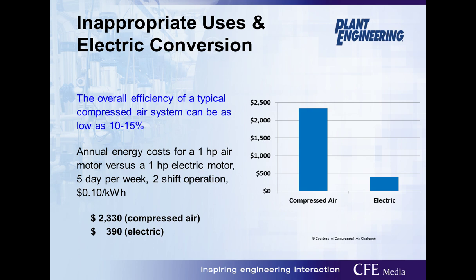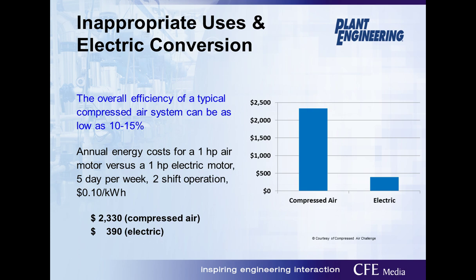So first, let's talk a little bit about what we call inappropriate or potentially inappropriate uses. Why do we want to look at using direct electrical conversion? Rather than use compressed air, why in the world would we want to not just use a motor directly? Here's a quick comparison. First of all, we talked about the efficiency of a compressed air system, and it really is as low as 10 to 15%. So again, it's not very efficient.